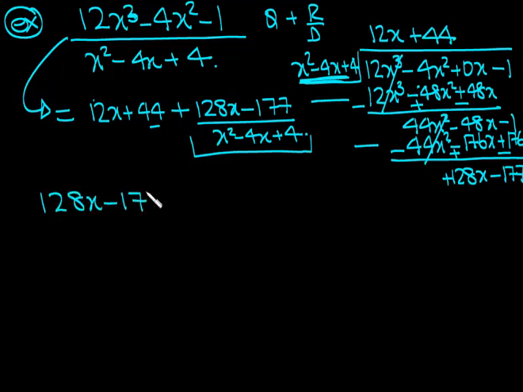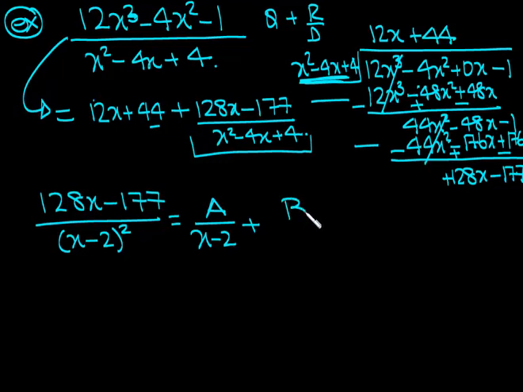128x minus 177, and the denominator can be factored into x minus 2 times x minus 2, so I can write it as a square. So since the factors are repeating, you have x minus 2 times x minus 2. I'll break it into A over x minus 2 plus B over x minus 2 the whole squared. We talked about repeating factors. That's how we break them.